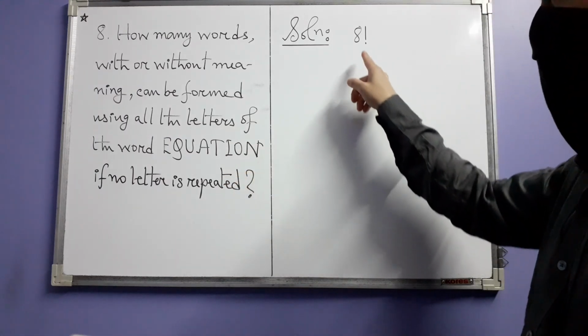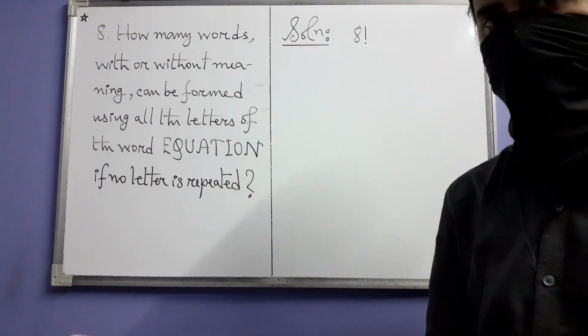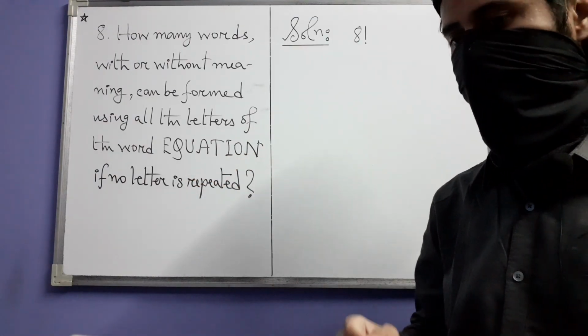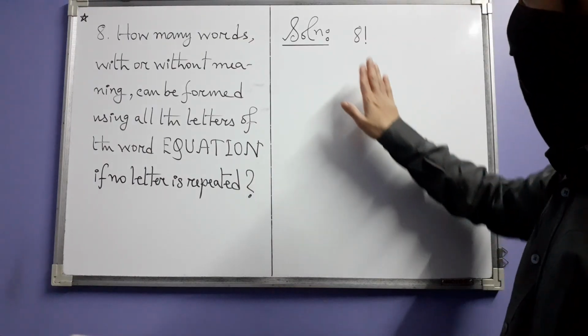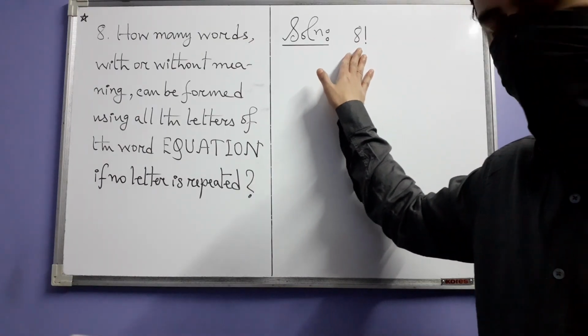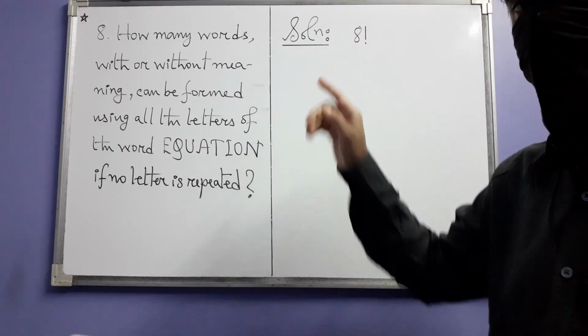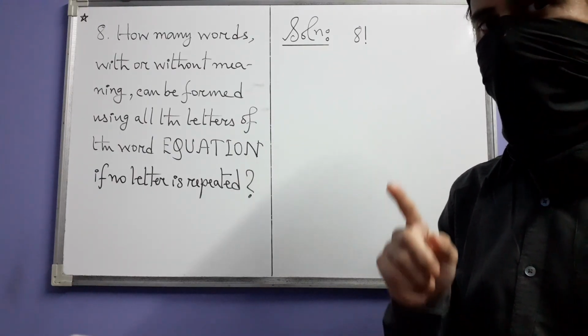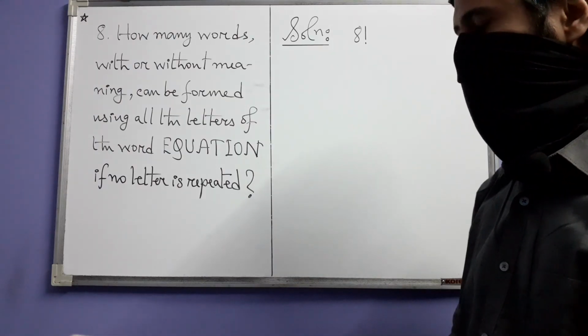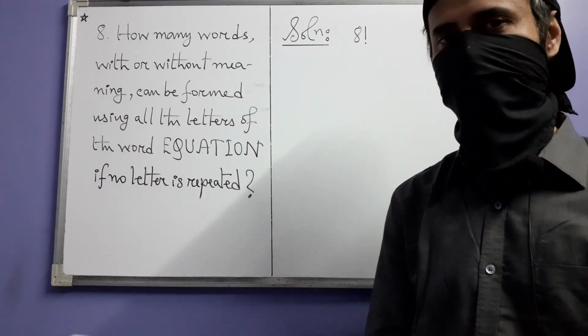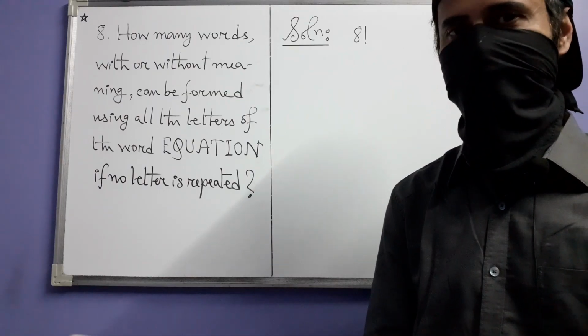So the answer is 8 factorial because the objects are distinct and we are taking all of them and forming arrangements. Don't keep the answer like this, okay? You calculate 8 factorial and you write the answer, the actual numeric value. Otherwise your marks will be reduced because this is India.